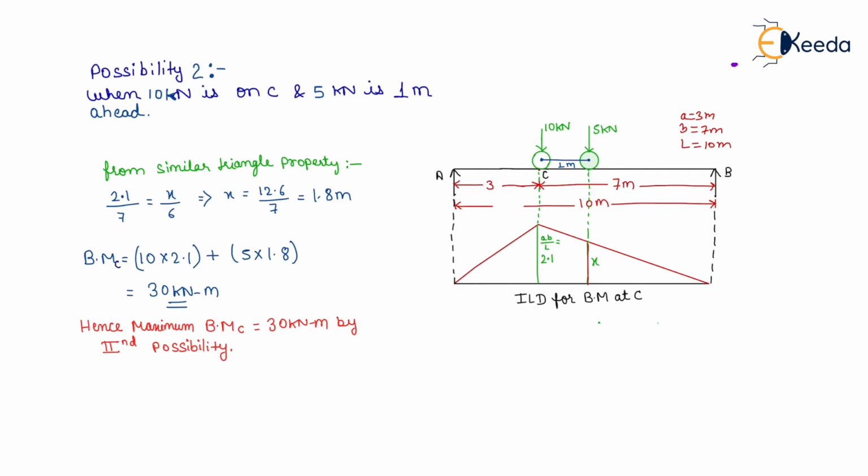Now for the calculation of bending moment, we need to multiply this load with this vertical ordinate. So it will be equal to 10 into 2.1 plus 5 into 1.8, that is 30 kilonewton meter. So the maximum bending moment will be 30 kilonewton meter, by the second possibility. So we will put the 10 kilonewton load at section C and we will get the maximum bending moment as 30 kilonewton meter. That is all about this question.